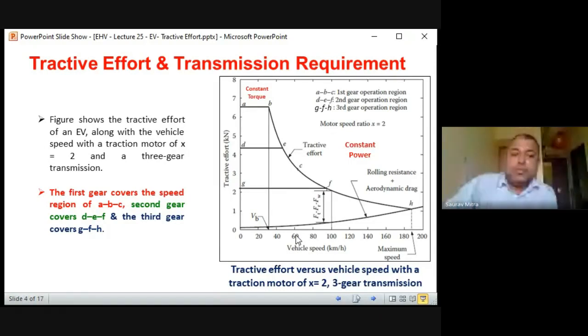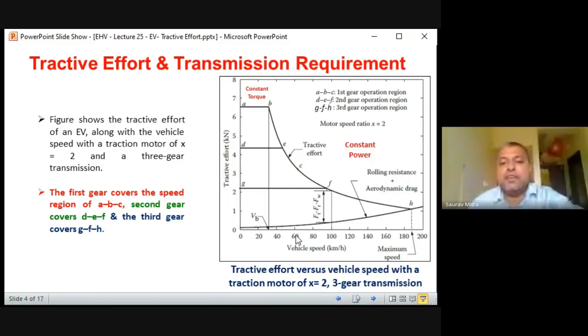Numerical will be asked on this. So please prepare this graphs well. How to read this graph, this you should understand very well. So here maximum speed is around 180 you are finding, or 190, and here for second gear VB is around 45. So this 190 or 180 divided by 45, we are finding that for this DEF second gear, we are finding X is equal to around 4. That is 180 by 45.